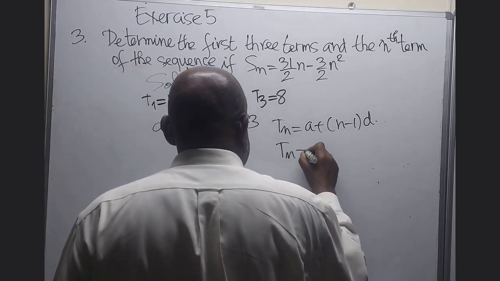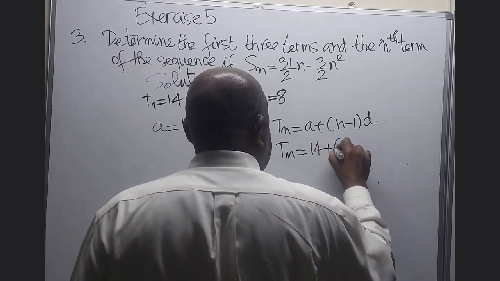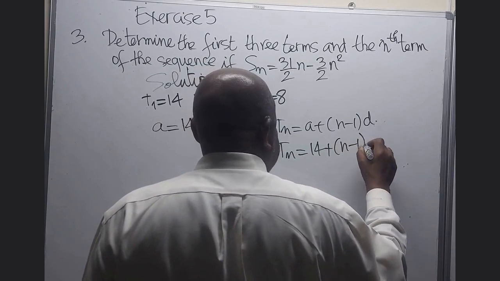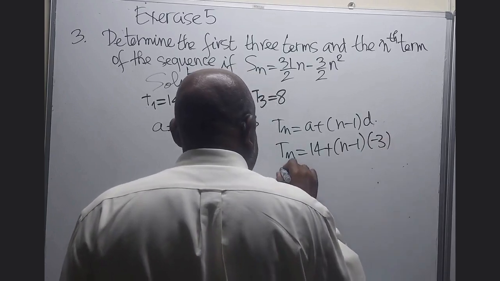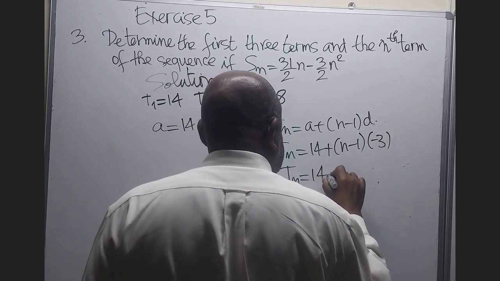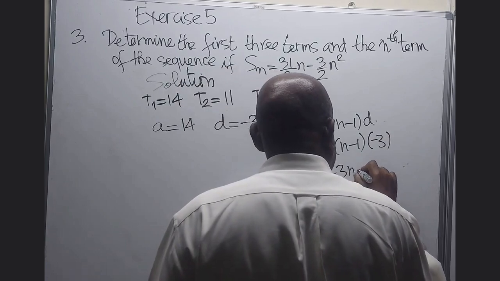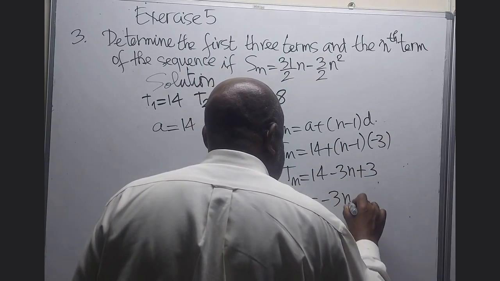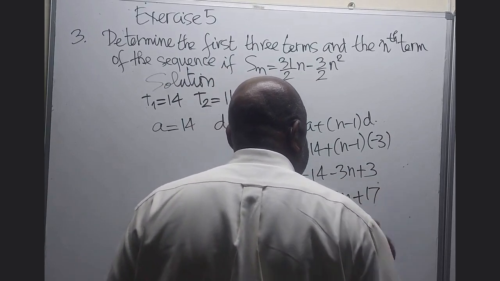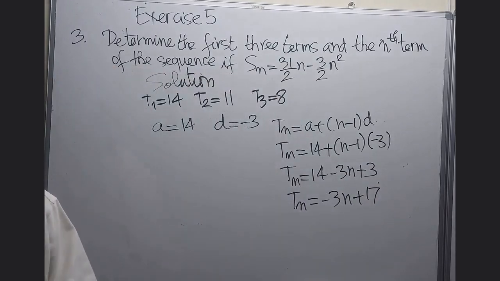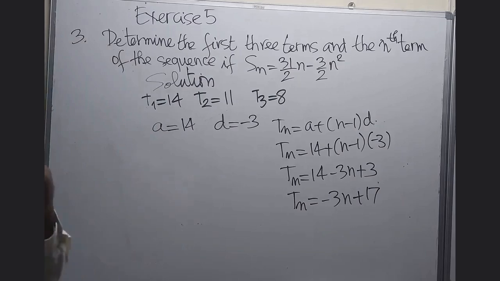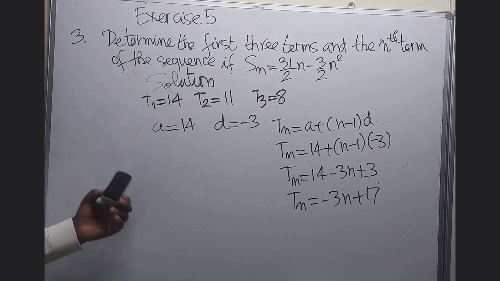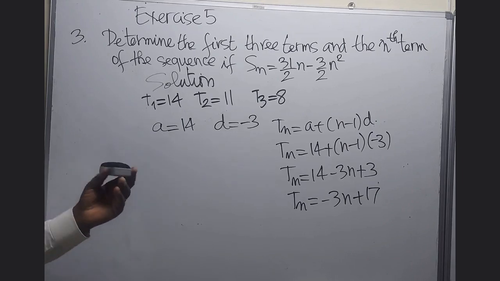We will replace A by 14 plus n minus 1, and our common difference is negative 3. Tn will be equal to 14 minus 3n plus 3. And Tn will be equal to negative 3n plus 17. That is our nth term. We're done with exercise 5 number 3.